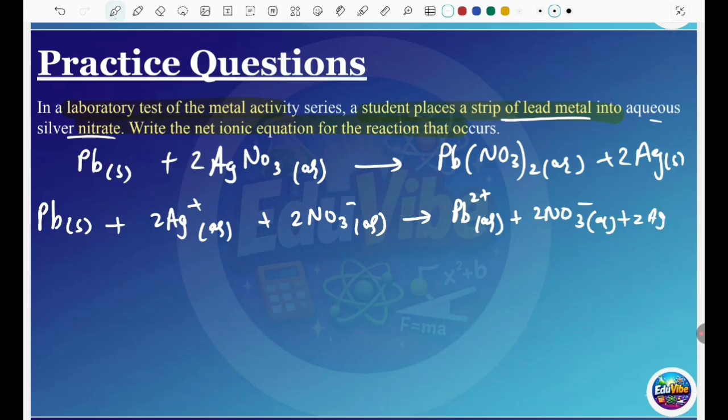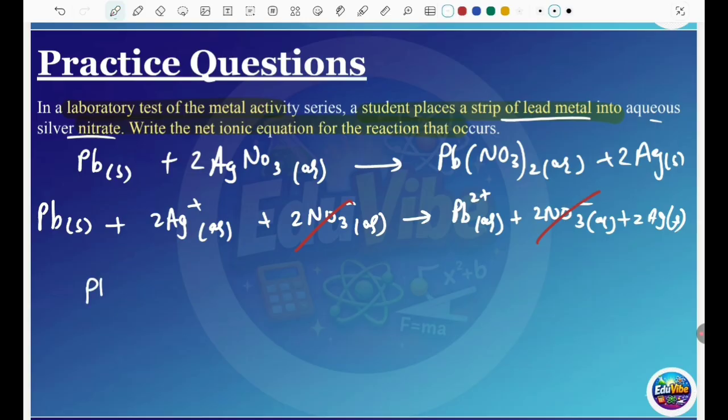plus 2 Ag solid. Now we have to cut out the spectator ions, the ions which are in the reactants and the products both. So Pb solid we know, okay. So we have to cut something else. So this NO3 cuts out with the NO3, and there's nothing else, as that is the spectator ion.